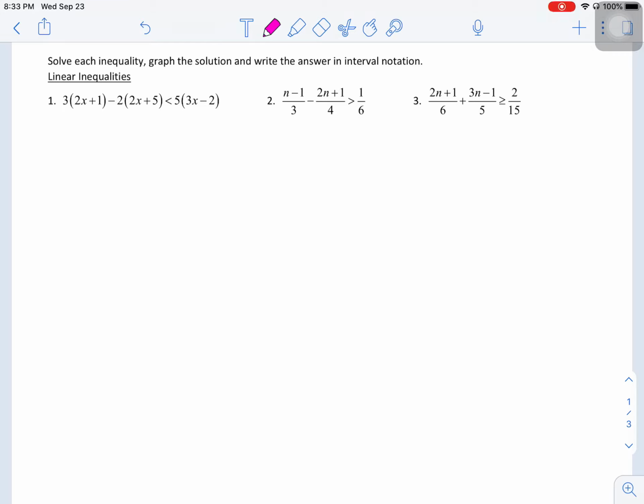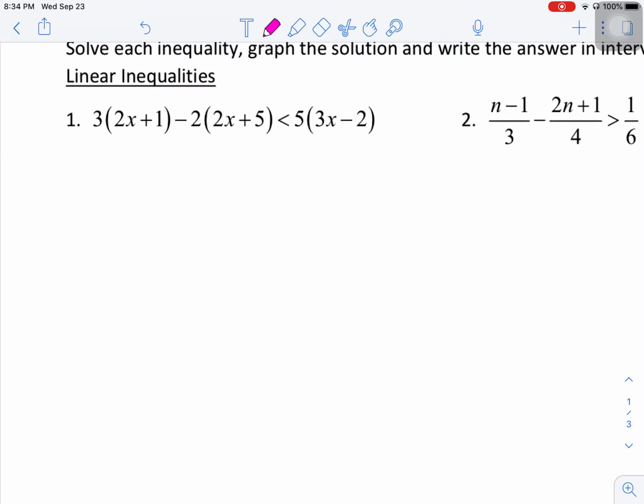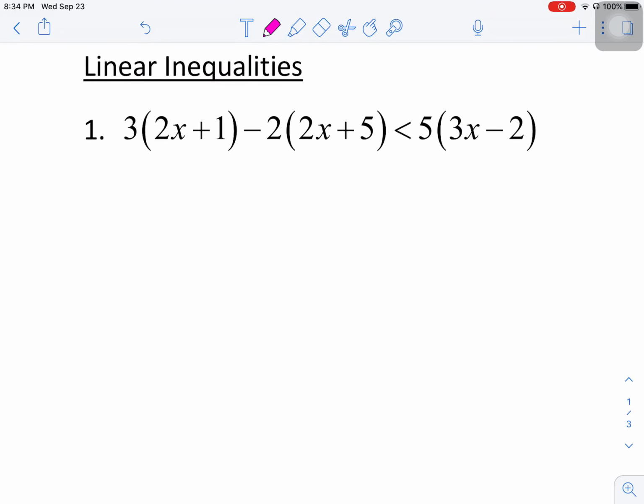So in this video, we're going to talk about some linear inequalities, how you solve them, how you graph them, and then how you can write the answer in interval notation. So I'm going to go ahead and zoom in on the first problem here because this whole mess looks like a mess, but we're going to break it down in pieces and hopefully simplify this problem pretty quickly.